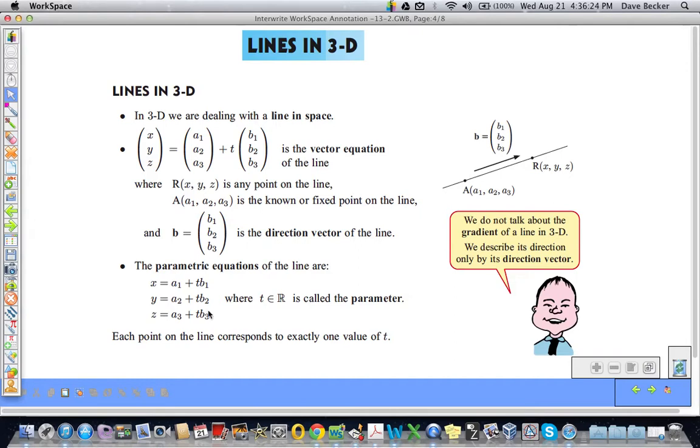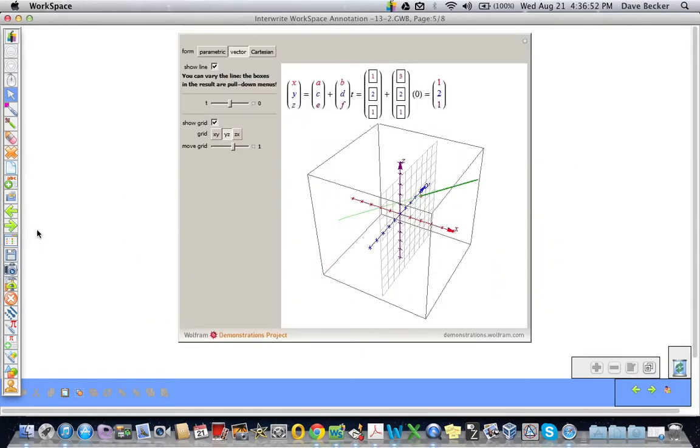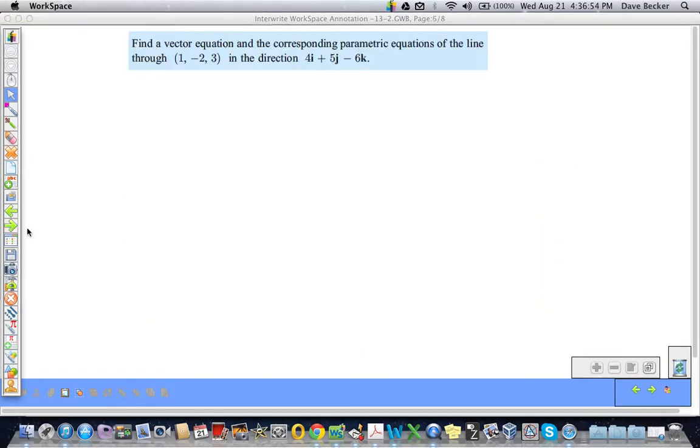The parametric equations of the line are x equals a1 plus t times b1, y equals a2 plus t times b2, and z equals a3 plus t times b3. And each of the points corresponds to exactly one value of t. We can't mix up these t's when we're talking about a particular point. And t is a real number, it's just called a parameter. And then there's the neat picture of the line.